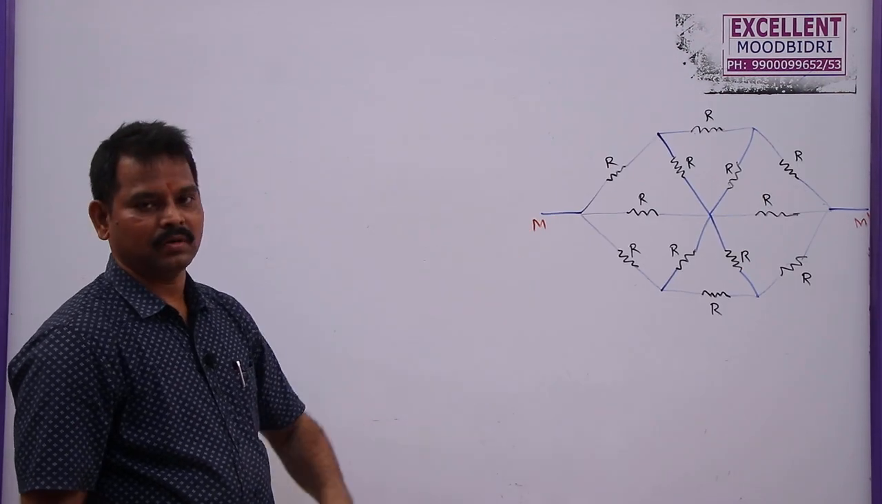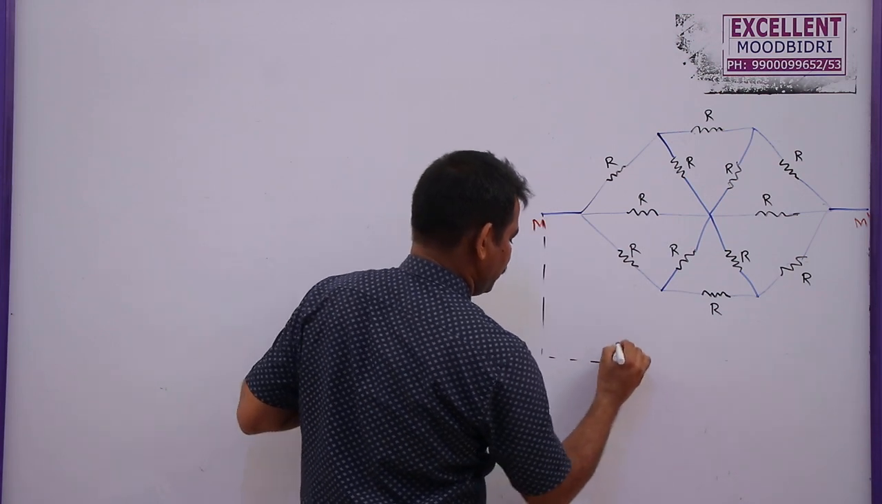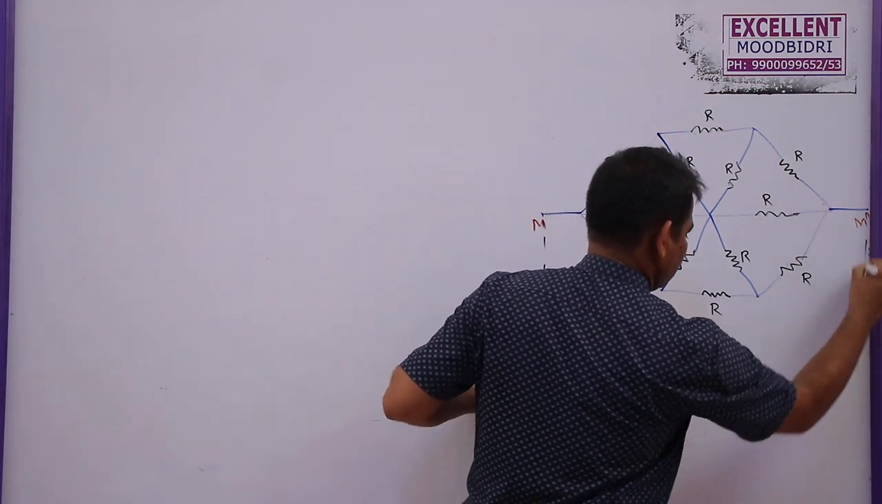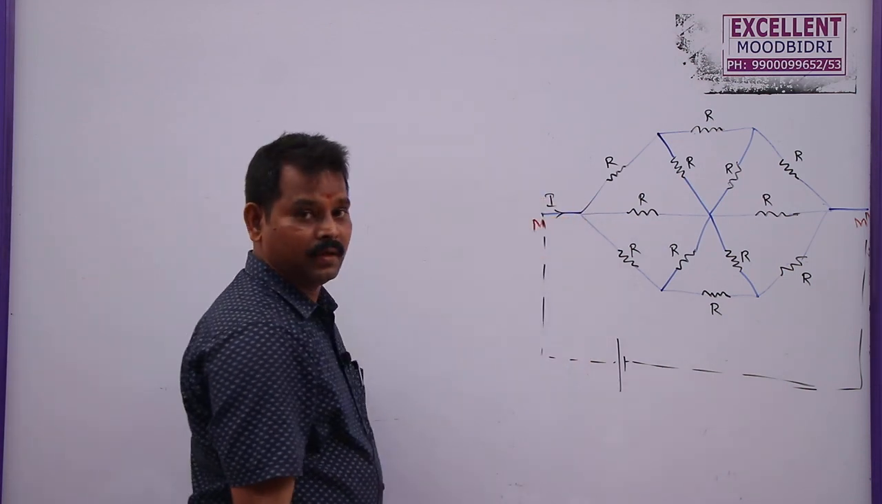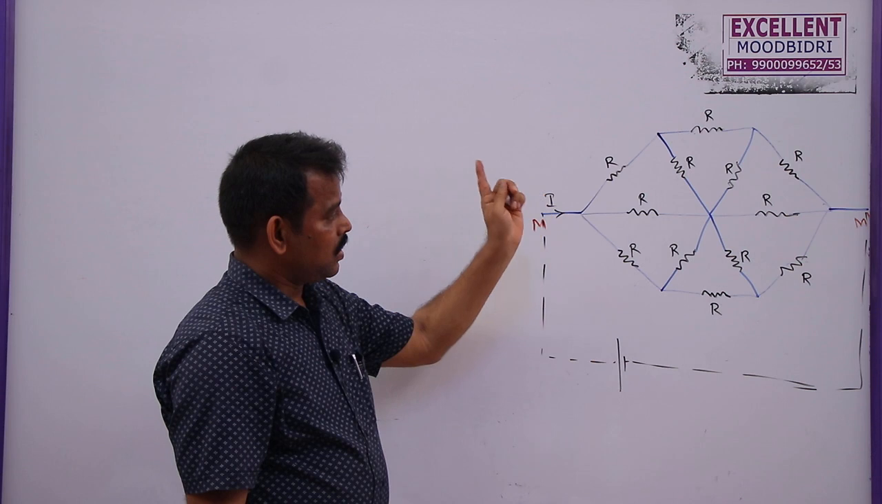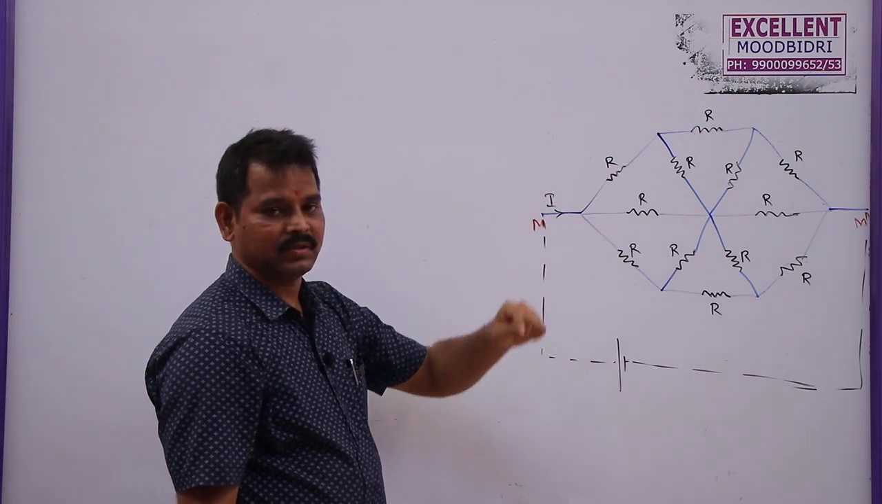One more problem that can be solved in different methods. So as it is, let me connect one battery here. If you connect the battery, the current that is entering here, let us say this is I. Now you can use the path symmetry as well as perpendicular axis symmetry or parallel axis symmetry.